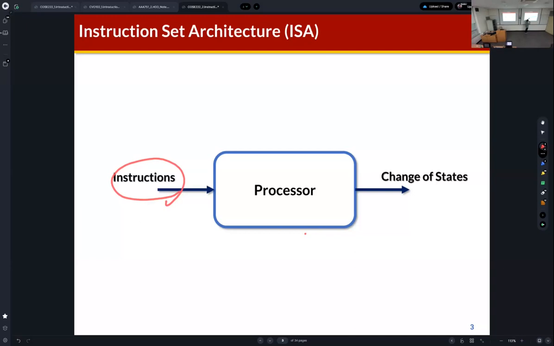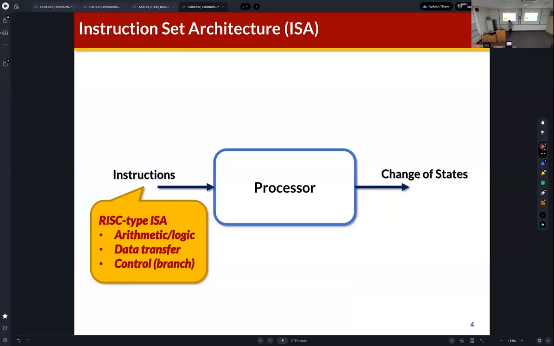Then what are the outputs of this process? So, change of state. What does it mean? Change of state. So, instruction, then what are instructions? Which instructions are given to a processor? These are examples of instructions like the arithmetic or logical instruction, and then data transfer or control instructions. So for example, 1 plus 2 and 3.